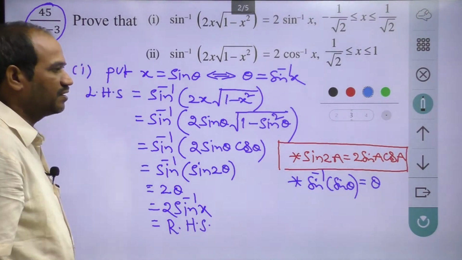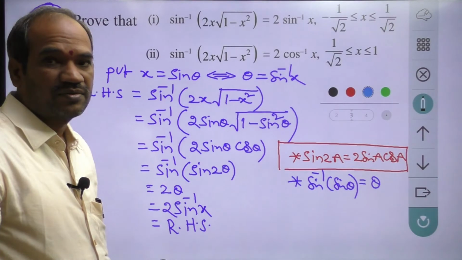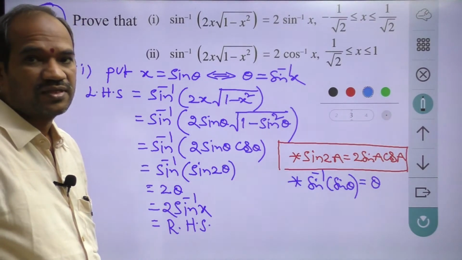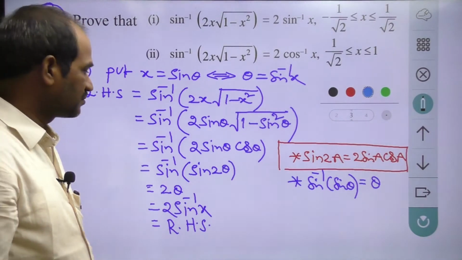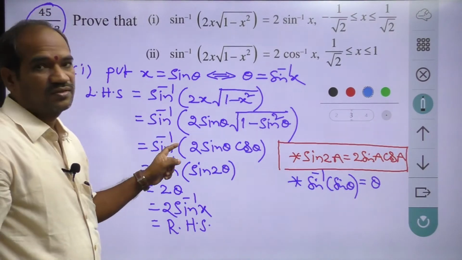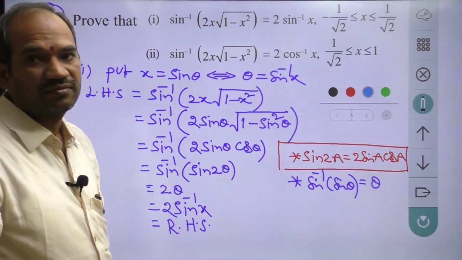Next problem, the second question, follows the same procedure. Write this question and practice it one time.